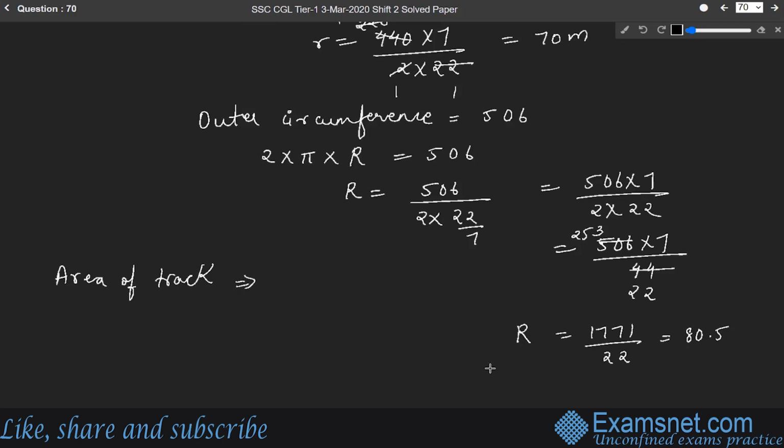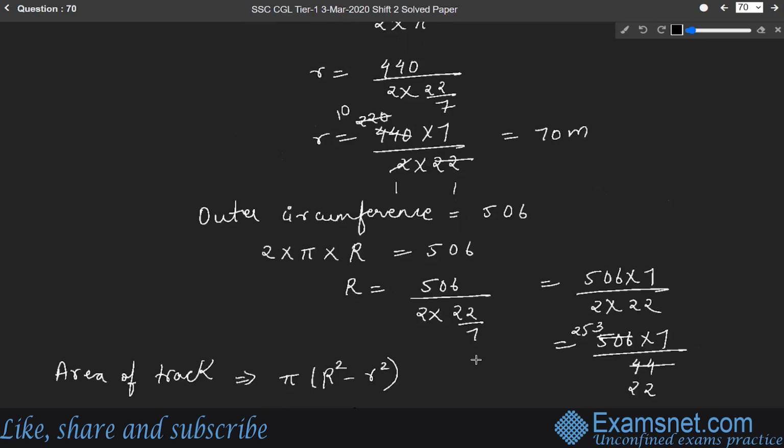Generally, area of circular track is pi r square. But if we have inner and outer radius, then it will be pi times outer radius square minus inner radius square. All right. So now we have to put the values here. Pi is 22 by 7 multiplied by capital R square, means outer radius square, 80.5 square minus small r square.